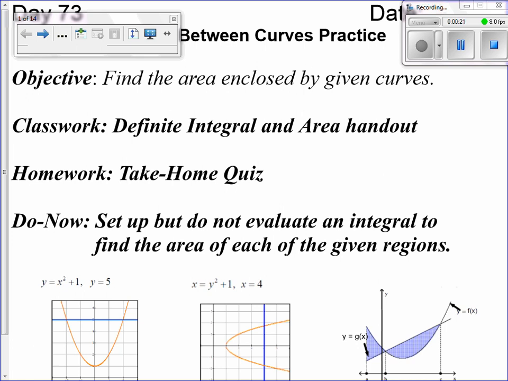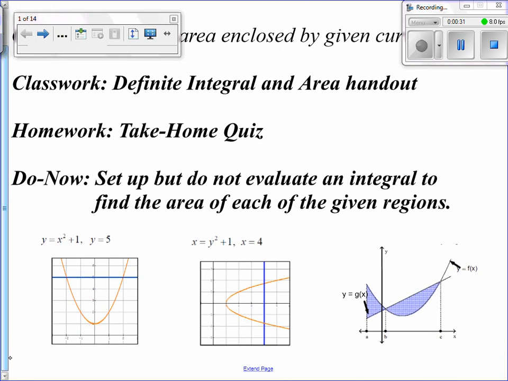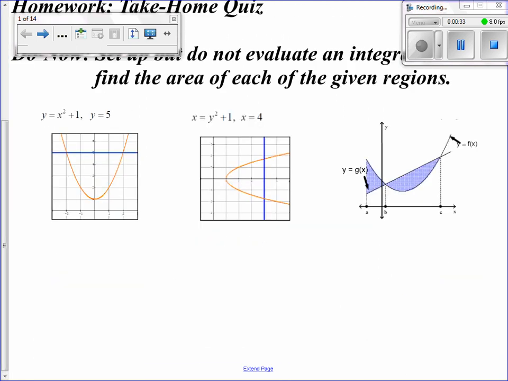So what I want to do for the do now is just set up the integrals. We're not going to get answers. We're just going to see if we would set them up right. In other words, I have 5 of them. Decide for each one whether you want to use vertical strips or horizontal strips.